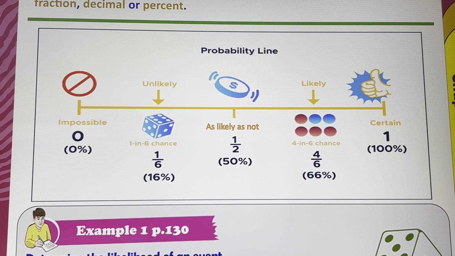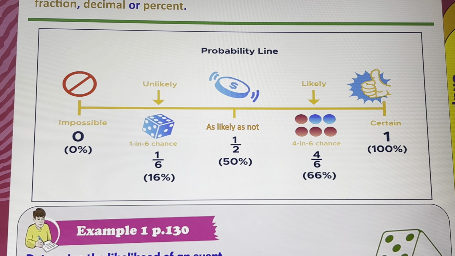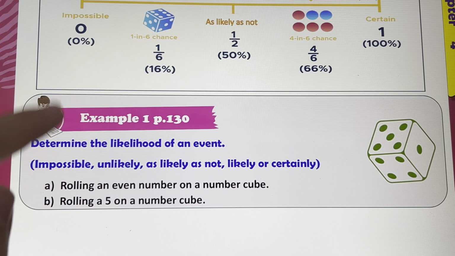For example, if my chance is 0, I'm going to call it impossible. If my chance is half, it's going to be called as likely as not. And if my chance is 100% or 1, I'm going to call it certain. If it's between half and 1, I'm going to call it likely. And if it's between 0 and half, I'm going to call it unlikely.